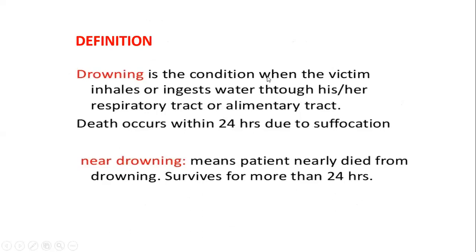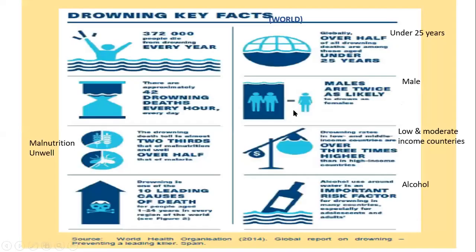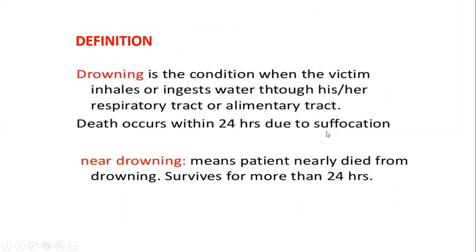Drowning means a condition when the victim inhales or ingests water through his or her respiratory tract or alimentary tract, and then the patient dies within 24 hours due to suffocation. So this is drowning. Near drowning means the patient nearly died from drowning, but survives for more than 24 hours. So drowning means the patient dies due to suffocation. Near drowning, the patient survives more than 24 hours. So easy to remember.